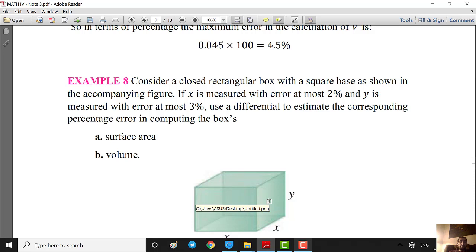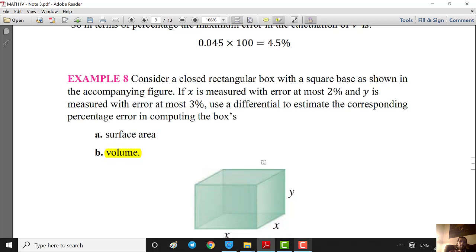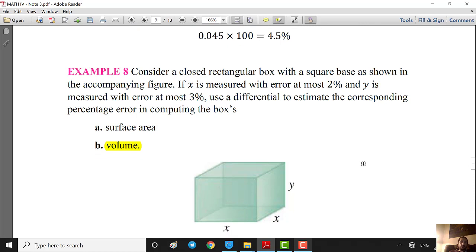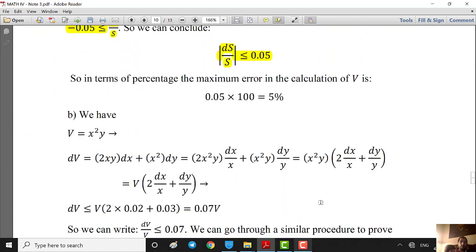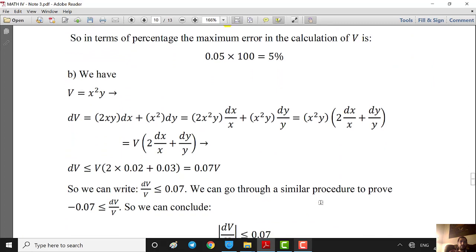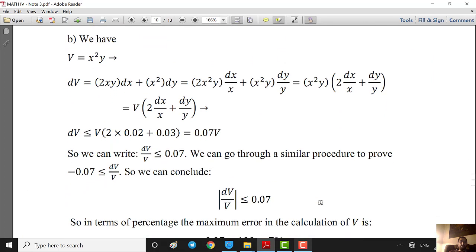Now, part B asked us to do the same thing for the volume of this rectangular box. The volume of this rectangular box is equal to what? It is equal to the area of the base times the height. The area of the base, which is a square with side equal to x, is x², and the height is y, so V is equal to x² times y.